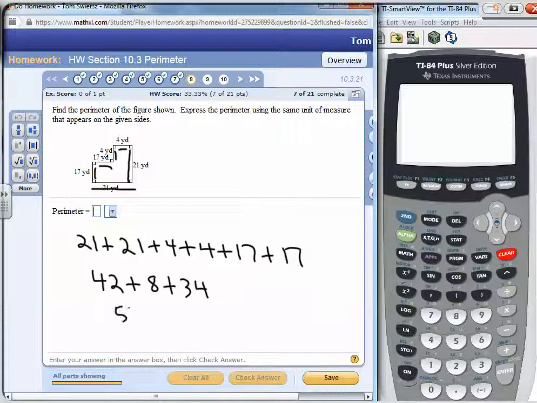42 plus 8 is 50. 50 plus 34 finally gives us 84, right? When we add up all four sides, and they're all in yards.